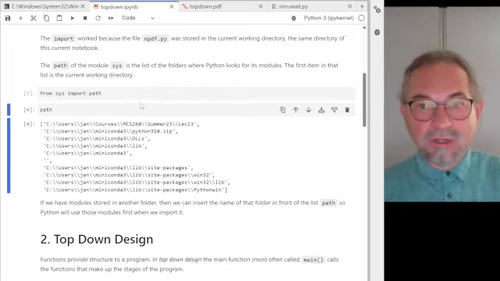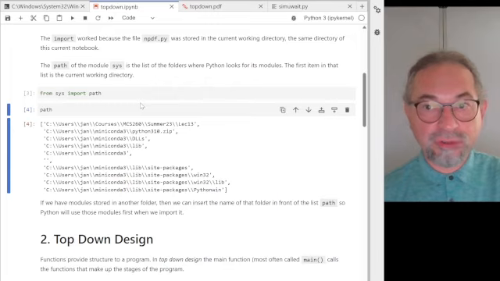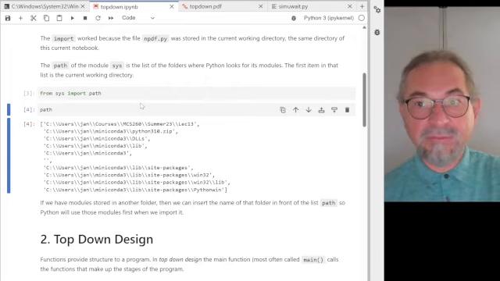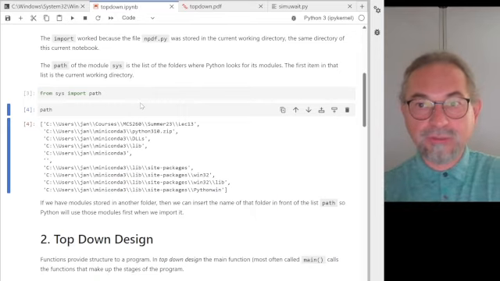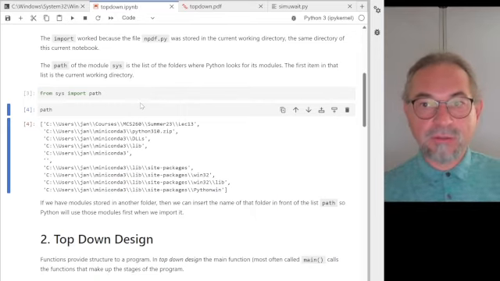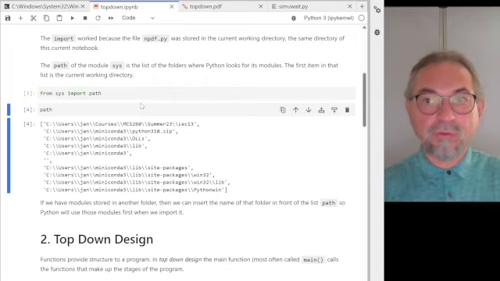Okay, we will see more. But the path is a list, and we can insert to that list. So if we have stored our useful modules in a separate folder, with all our useful collections of software and data, we can import path and insert the location of this folder to the path. And then the import of our useful modules will work.